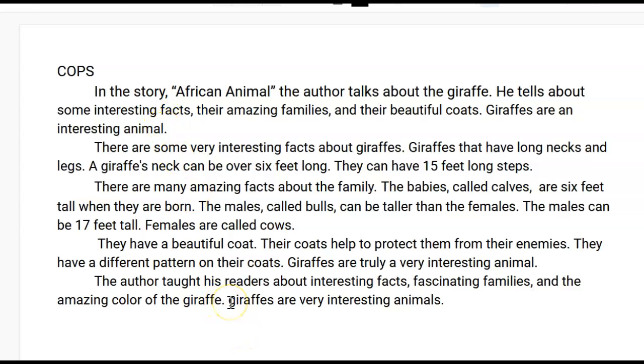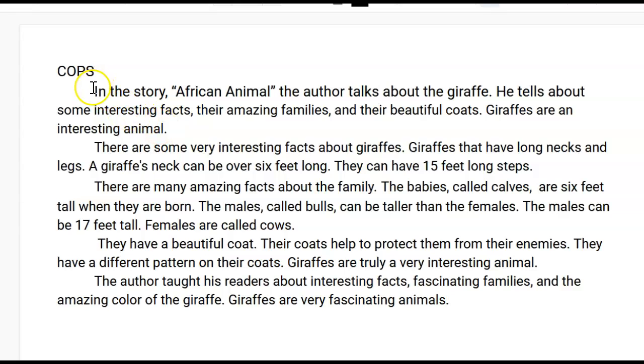At the end, my closing, I'm going to, first off, it's giraffes, should be capitalized. Giraffes are very, how about fascinating? I don't think we've used the word fascinating yet. Fascinating. And I don't know if I spelled that right. Oh, I did. Fascinating animals.